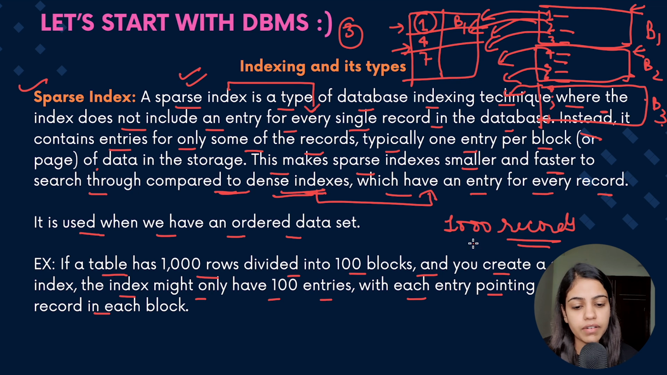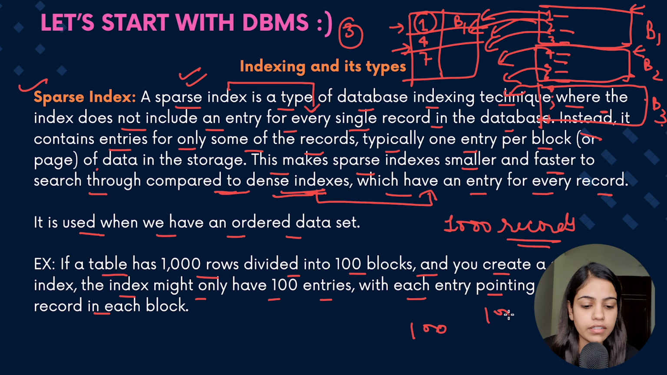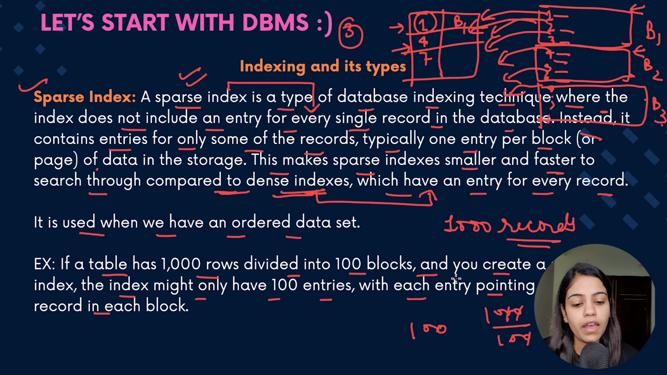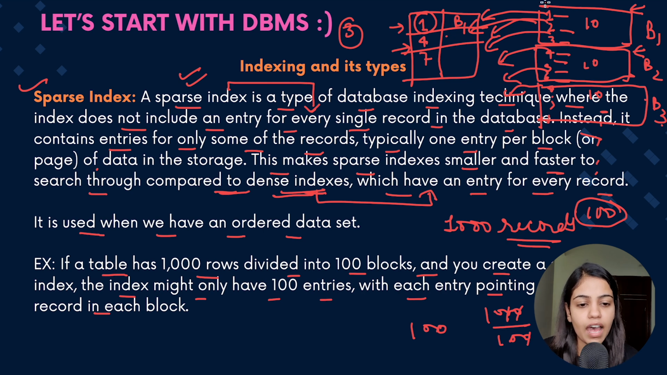Now consider that our hard disk has 100 blocks. So how many entries would there be per block? That is the number of records divided by the number of blocks, so there will be 10 entries stored in each particular block. In each block there would be 10 entries, up to 100 blocks. So with 100 blocks in our hard disk, there will be 100 entries made in this index table, with the entry for the first element present in each block. So each entry will point to the first record in each block.